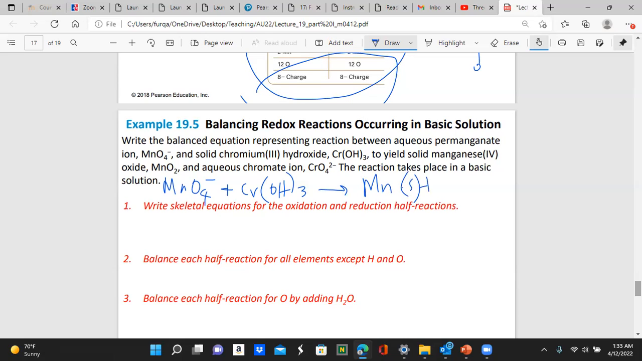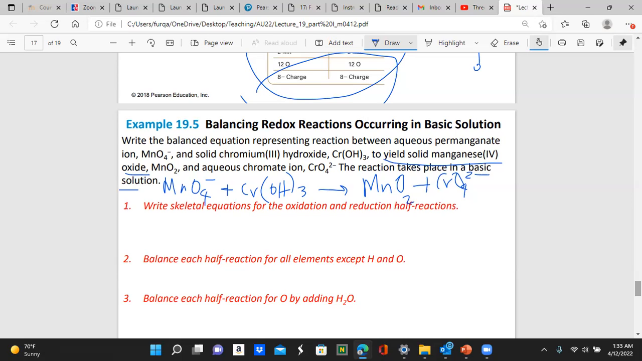Oh, sorry, it says solid manganese oxide. I didn't read that, so reading is also important. You yield solid manganese(IV) oxide, MnO2, and aqueous chromate ion, which is CrO4 2 minus. So this is the reaction that you are supposed to write after reading the question, and it's asking you to balance it in the basic solution.